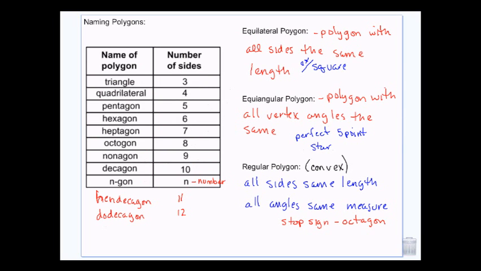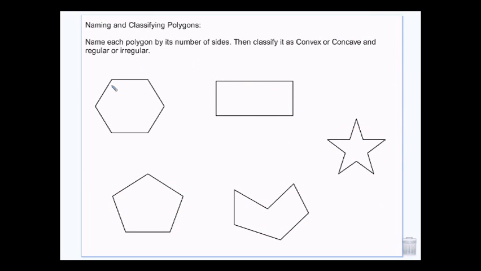Challenge. Okay, I have to put some marks on this really quickly. Okay, so we're going to look at these. We're going to name each polygon. We're going to say whether it's convex or concave and if it's regular or irregular. Okay.